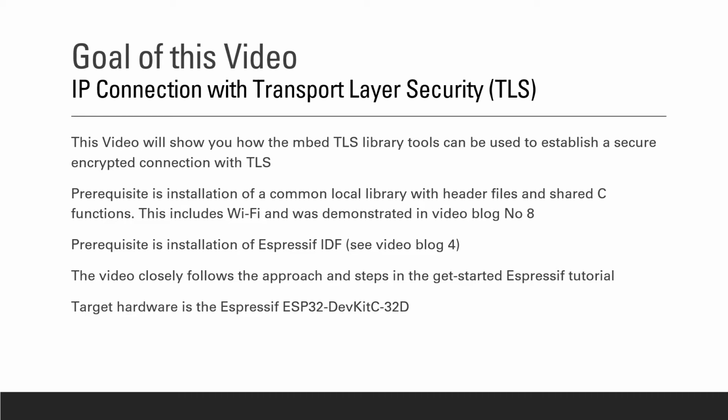with headers and C functions, including Wi-Fi, and this is demonstrated in Video Blog 8, and when we actually run the build, you'll see that. A second prerequisite, of course, even to do this other thing, is to put in the Espressif IDF, which is in blog number 4. We're following the steps in the Espressif tutorial, but just showing more demonstrations. The target hardware is the same as the other video blogs. That's the DevKit C.